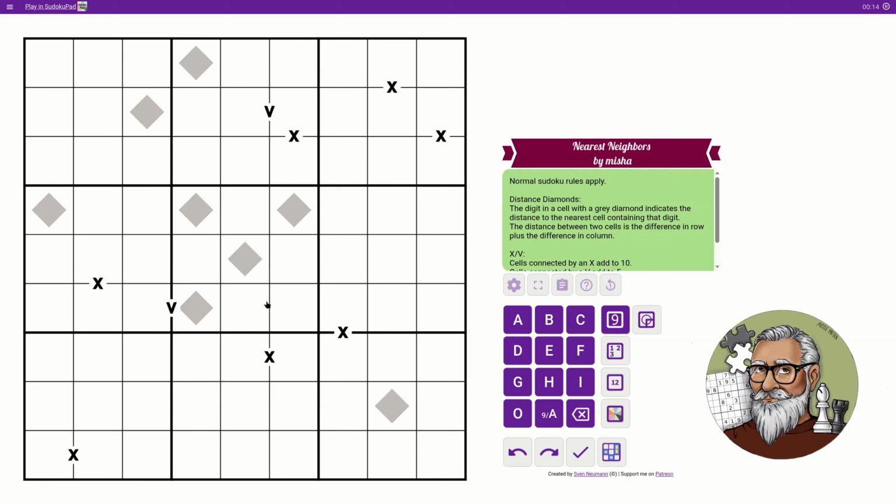Today I'm going to be trying my hand at Nearest Neighbors by Misha. If you'd like to give it a go, there will be a link in the description below. If you do, please let me know how you fared and what you thought of it.